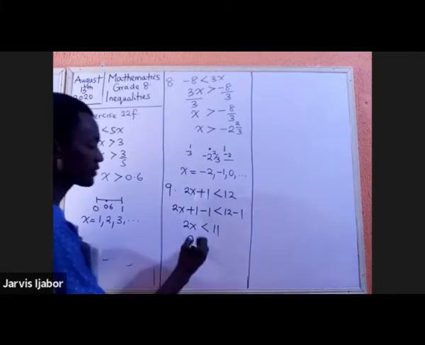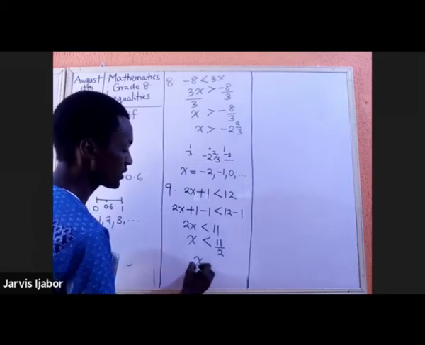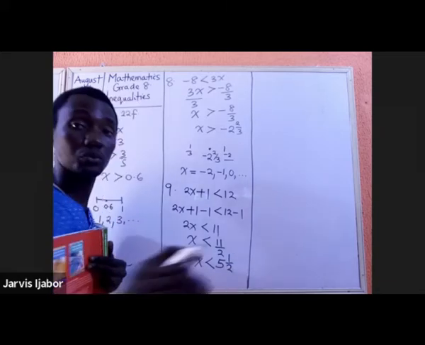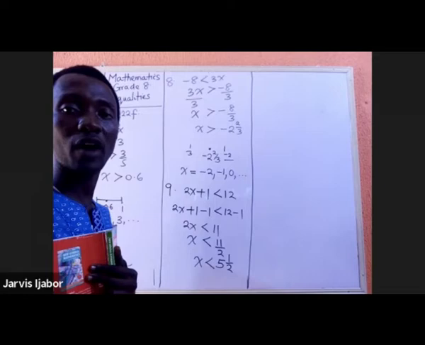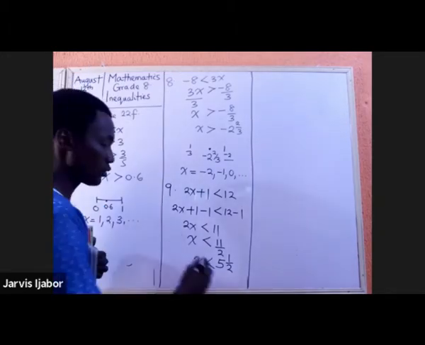And x will now be less than what? 11 over 2. So what is that? That is x less than 5 whole number 1 over 2. That's 5 whole number 1 over 2. All right. Now, you create your dots.